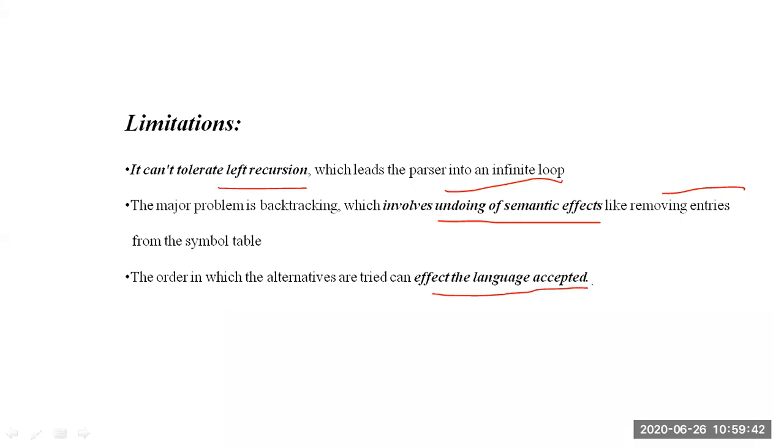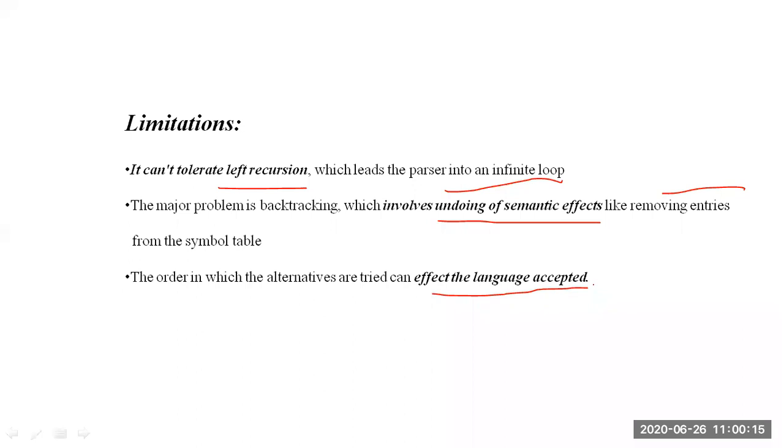The order in which the alternatives are tried can affect the language accepted. In which order it is selecting the production rules may also affect the language accepted. Clear. These are some limitations of backtracking. That's why the parsing technique is better. Most of the compilers will not prefer backtracking.